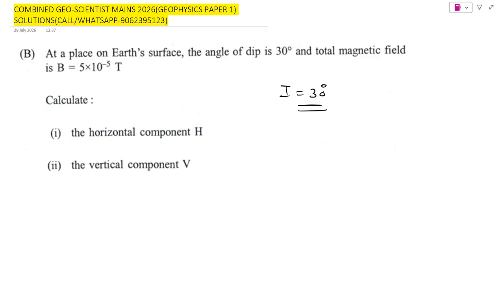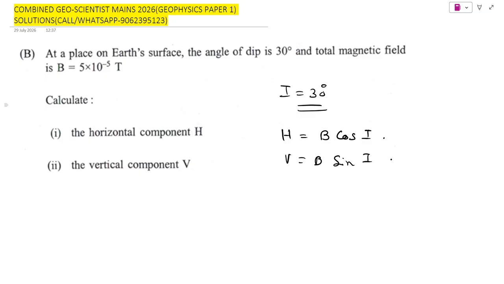Now, the hypotenuse is the total magnetic field B. The base is the horizontal component H. The vertical side is the vertical component V, and the angle with the horizontal is the dip angle I. Which trigonometric function relates the adjacent side to the hypotenuse? The answer is cosine. Therefore, H is B cos I. Similarly, which function relates the opposite side to the hypotenuse? The answer is sine. So V is B sin I.